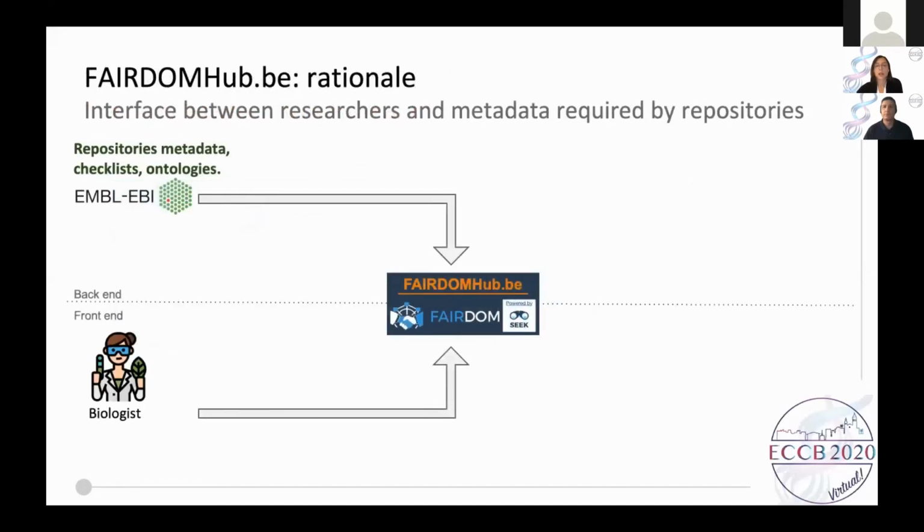The idea behind this platform is that FreedomHub.be would be an interface between the repository metadata schema or checklist, with the ontology of course, and the biologists on the front end, so the life science researchers. So we would like them to use the repository's metadata, so the checklist and all the attributes that are needed at the end when you share your data, already at the beginning of the project.